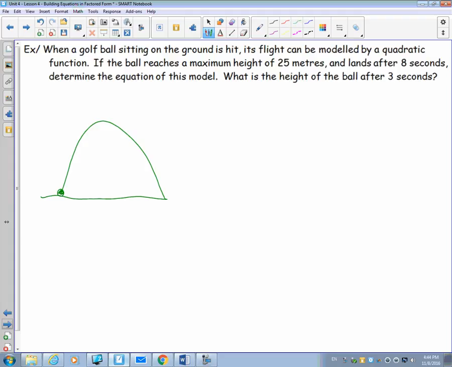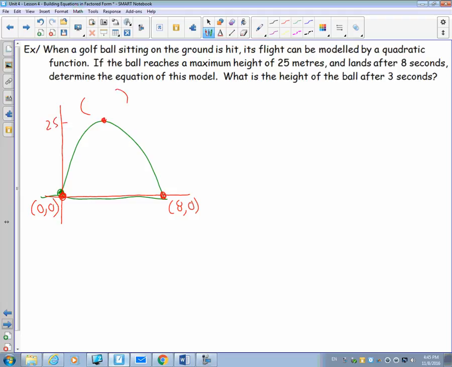I can draw the axes wherever I want. My suggestion is, why not draw it right there? Because if I do, that makes the ball sitting at the point (0, 0). And because it lands after 8 seconds, that makes this point (8, 0). I'm told it has a maximum height of 25, so up here, that's 25.